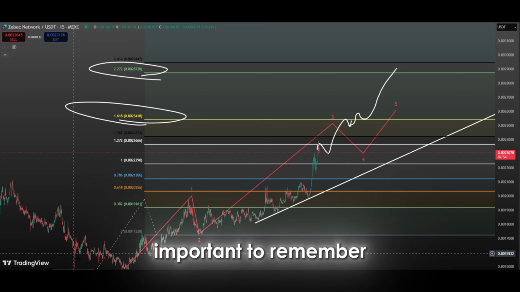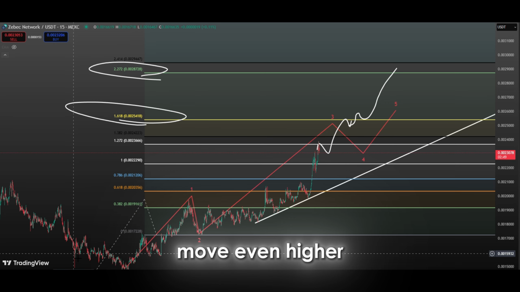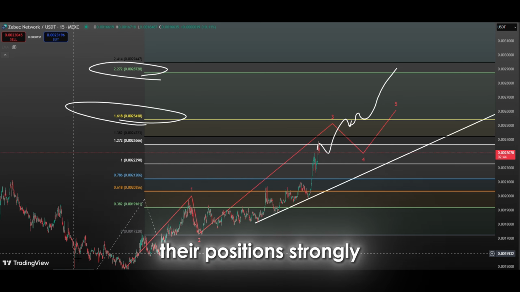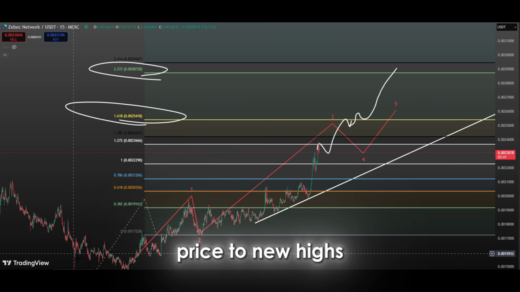It is also important to remember that the current third wave is part of a larger five-wave structure. When this structure is completed, it implies that the price may move even higher. The fourth wave that follows the third wave brings a correction, but it typically does not result in a destructive pullback. This is because buyers who entered during the third wave tend to hold their positions strongly. The fifth wave that follows then pushes the price to new highs.